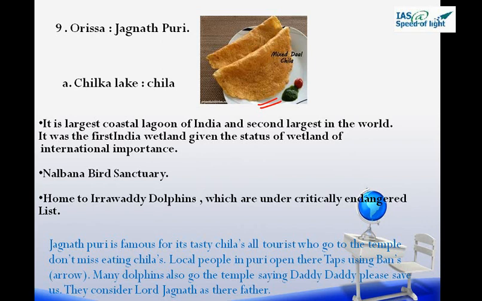Now you can close your eyes. First thing is, Odisha is Jagannath Puri. There is no doubt about that, and there should not be any doubt about that. Then first thing is Chila or Chilka Lake. Second is, the local people in Puri, Jagannath Puri, open their taps using arrow, which is nal, that is tap, and baan. Another nal, if you remember, sometime back we studied Nal Sarovar of Gujarat, but this is Nalbana. So Nalbana in Odisha, right, Chilka Lake.